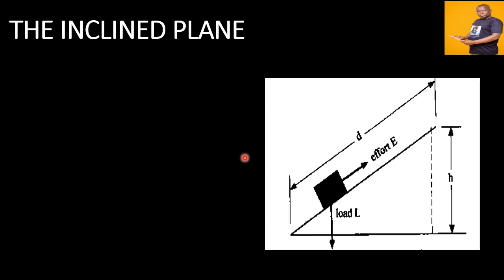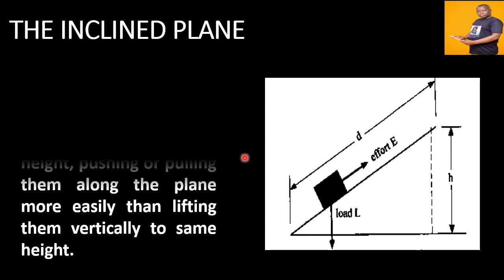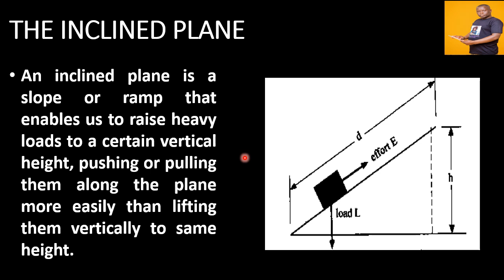In this lesson, we are going to define an inclined plane as follows. We'll define an inclined plane as a slope or ramp that enables us to raise heavy loads to a certain vertical height, either by pushing it or pulling it along the plane more easily than lifting them vertically to the same height.